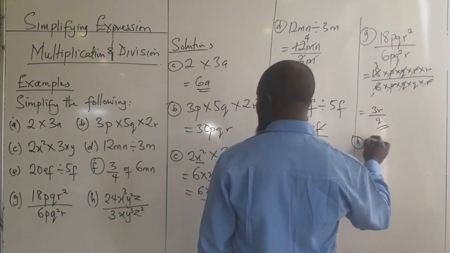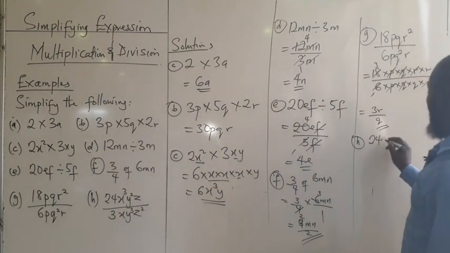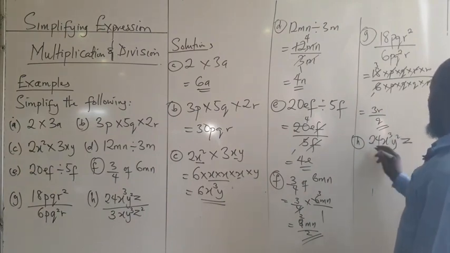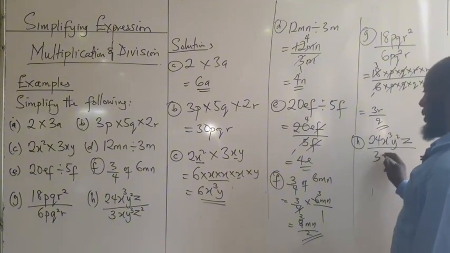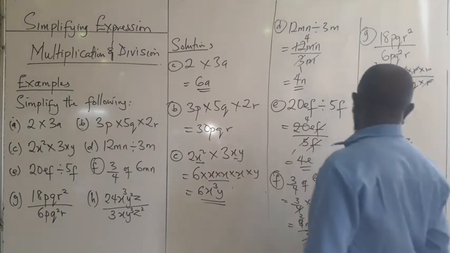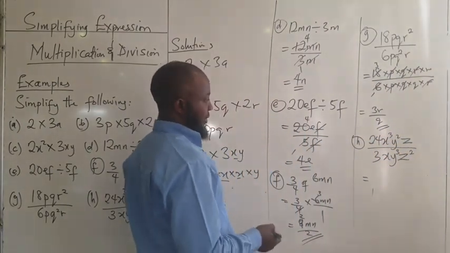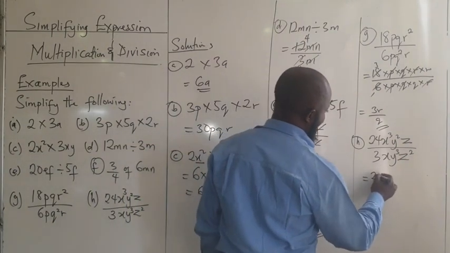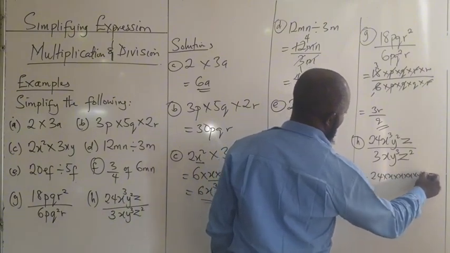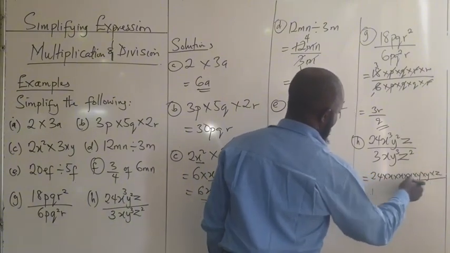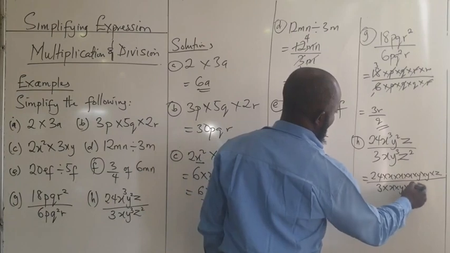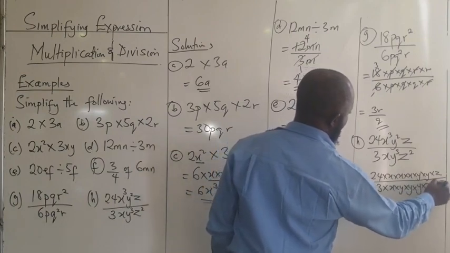Then the last one here, H, we have 24x cubed y squared z, divided by 3xy cubed z squared. So for this, we're going to do the same thing. We can separate this as well. This will give us 24 times x times x times x times y times y times z, everything divided by 3 times x times y times y times y times z times z.